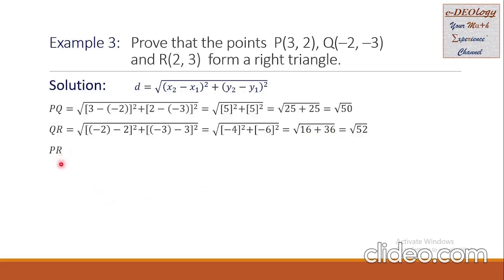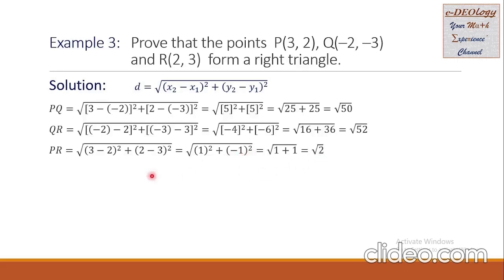Next, side PR. By distance formula, we have now 3 minus 2, that is squared, plus 2 minus 3, that is squared. Simplifying further, 3 minus 2 will be 1, that will be squared, plus 2 minus 3 is negative 1, then we will square. 1 square is simply 1, square of negative 1 is 1. 1 plus 1 is 2. So for the side PR, the distance is square root of 2.